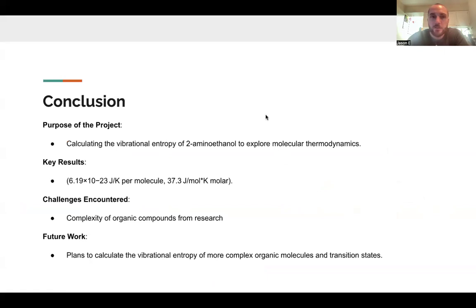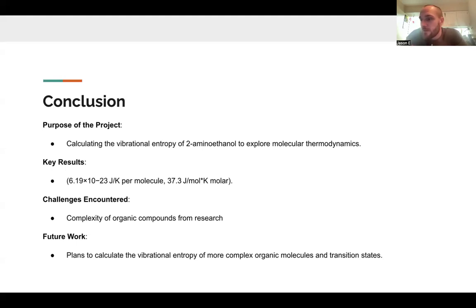So for conclusion, the goal of this project was to calculate the vibrational entropy of 2-aminoethanol as a way to better understand molecular thermodynamics. The calculated entropy was 6.19 times 10 to the negative 7 joules per Kelvin per molecule. Then you can convert that into 37.3 joules per mole Kelvin on a molar scale. This reflects the molecule's moderate vibrational complexity.